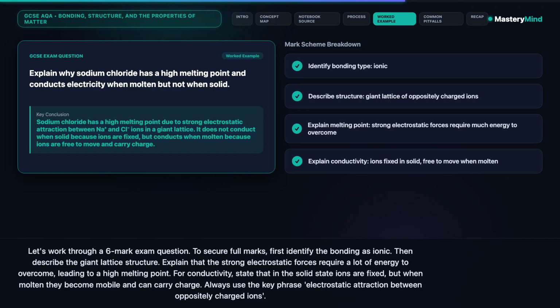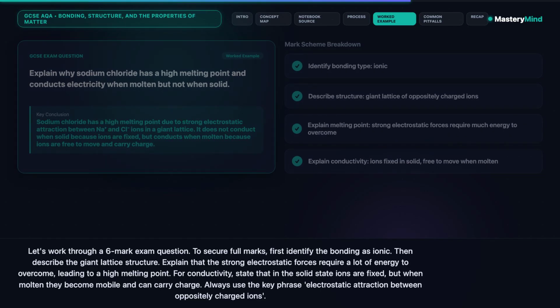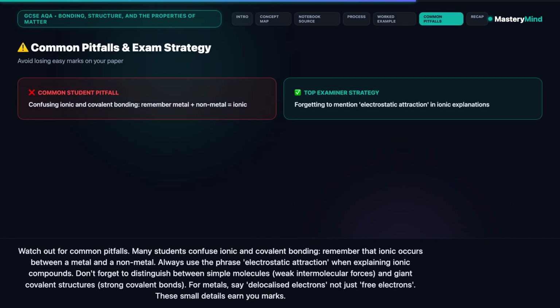Watch out for common pitfalls. Many students confuse ionic and covalent bonding. Remember that ionic occurs between a metal and a nonmetal. Always use the phrase electrostatic attraction when explaining ionic compounds. Don't forget to distinguish between simple molecules, weak intermolecular forces, and giant covalent structures, strong covalent bonds. For metals, say delocalized electrons, not just free electrons. These small details earn you marks.